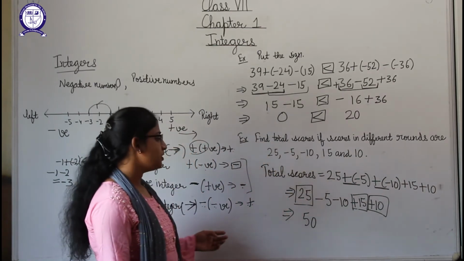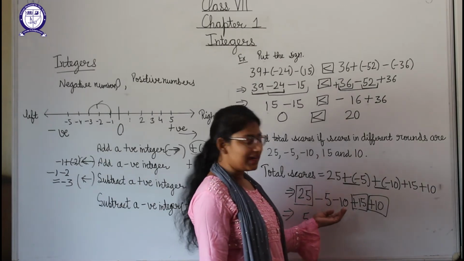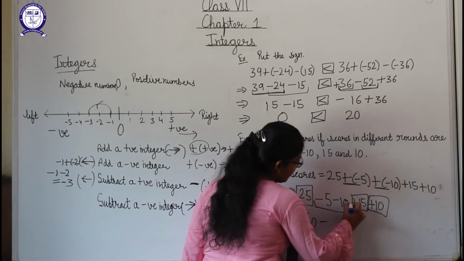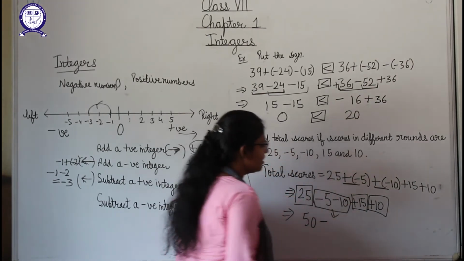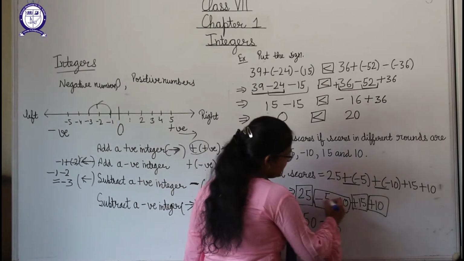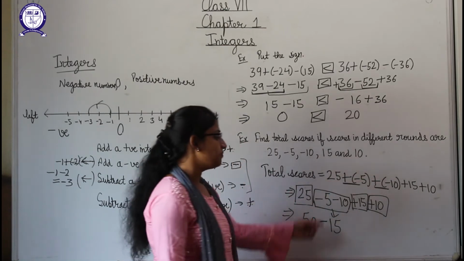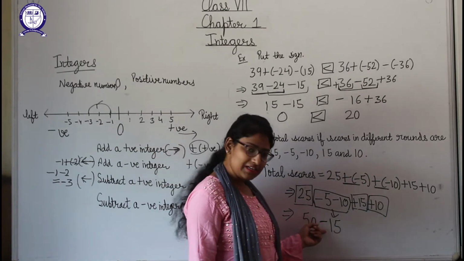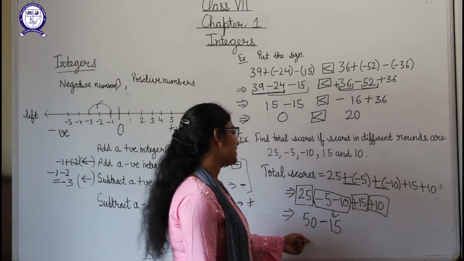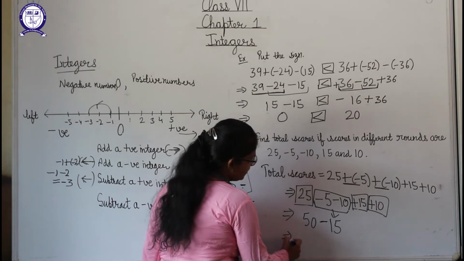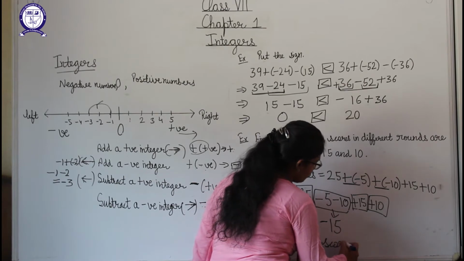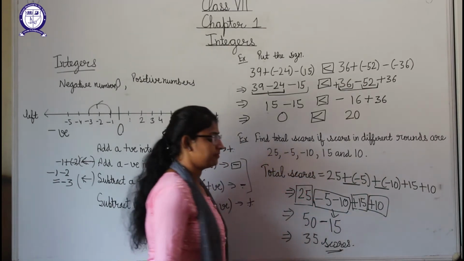Okay, now as we know, negatives will be added and their sign will remain negative, here minus 10 and minus 5. What will be the answer, students? 5 plus 10 is 15, and as both are negative, we will put a negative sign. The sign stays negative, but both the numbers are added. So here we are getting 50 minus 15. What is the answer for 50 minus 15? 35. It means the total score is 35.